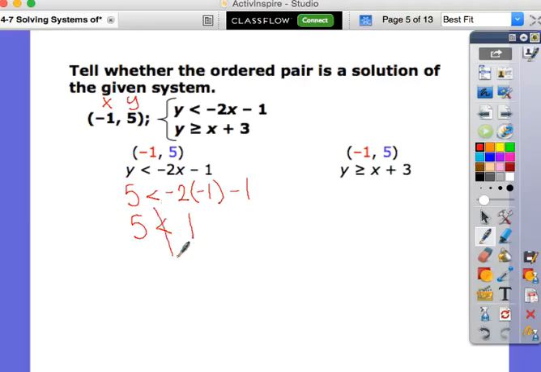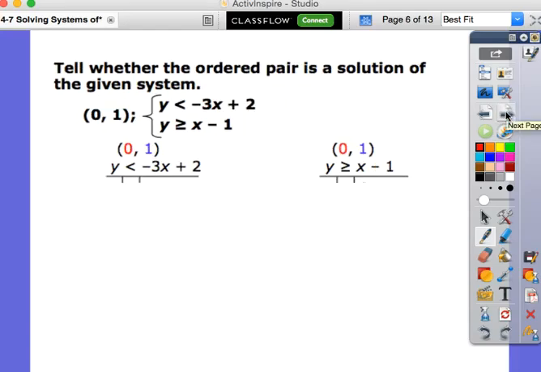Guess what? If it doesn't work for the first one, who cares if it works for the other one? It can't be a solution to the system unless it works for both of them. So we don't even need to waste our time doing the other one. We're just going to write, no, it is not a solution to the system. Okay? Are we okay so far? Yes. Okay.